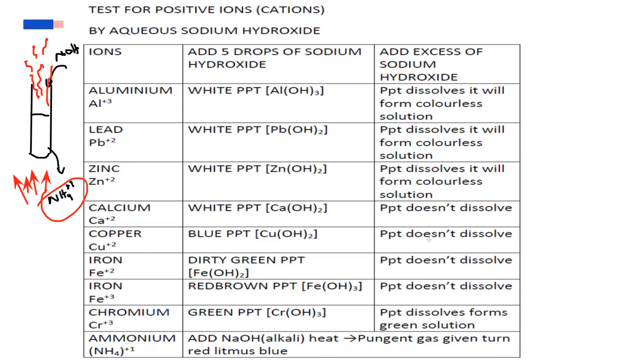So these are the tests for the positive ions. We are adding sodium hydroxide, 5 drops, and then we are adding an excess. Is it clear till this point? Anyone having a doubt or a question till this point?